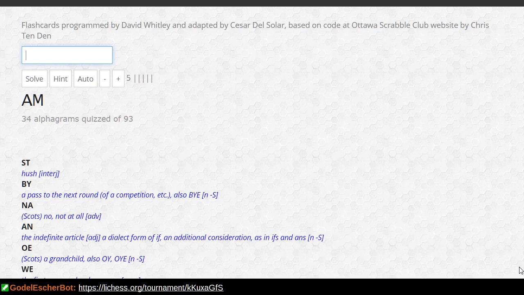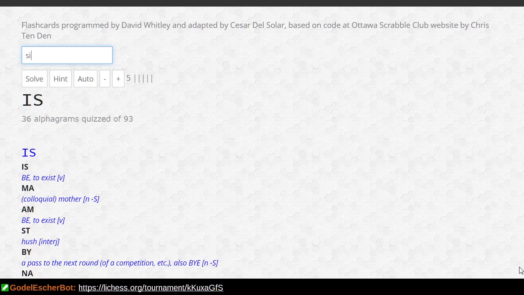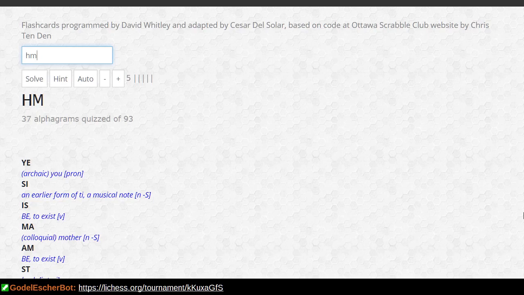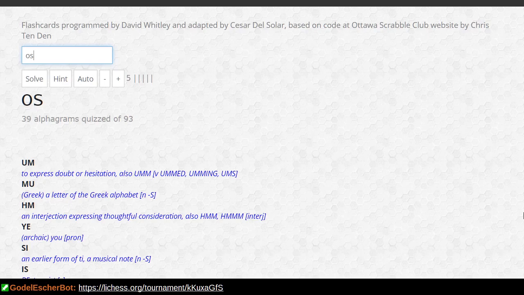All right, we know am and ma. Ma meaning mother. We know is, and we might not know c, but c is one of those solfege things. Yeah, an earlier form of t, the seventh tone of the diatonic scale. Then there's ye, hear ye, or you. There is hm, the interjection. There's the Greek letter mu, and there's also this is the Latin word for bone.